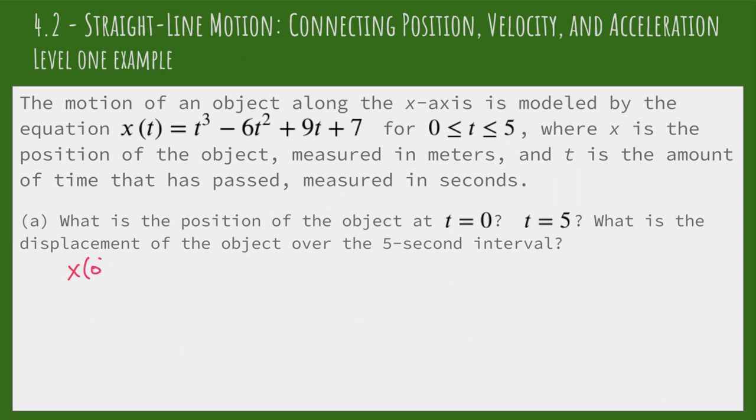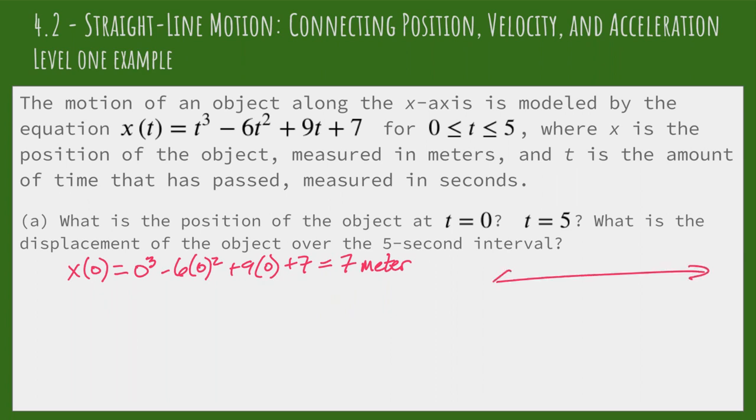The position at 0 is given by x of 0, which is 0 cubed minus 6 times 0 squared plus 9 times 0 plus 7. That's a nice easy one. That's just 7. I don't want to give just a number, though. It's going to be at the 7-meter mark. This does not mean that the object has moved 7 meters. It just means that along the x-axis at t equals 0, it's going to be at 7.